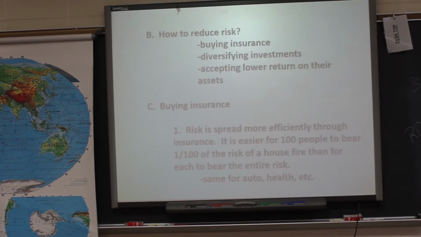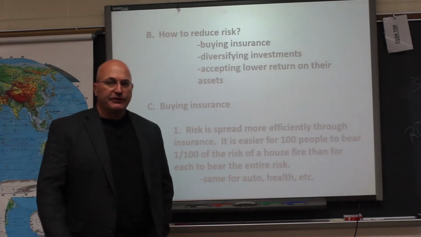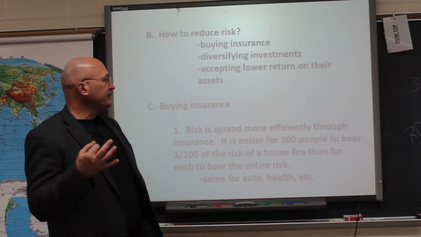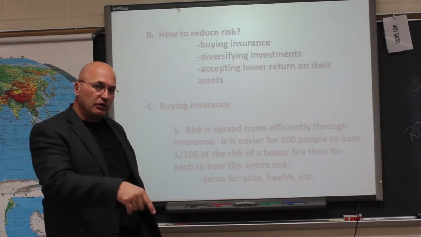How do we do this? First of all, we buy insurance. Secondly, we diversify. Thirdly, we will accept a lower return because a lower return means lower risk.